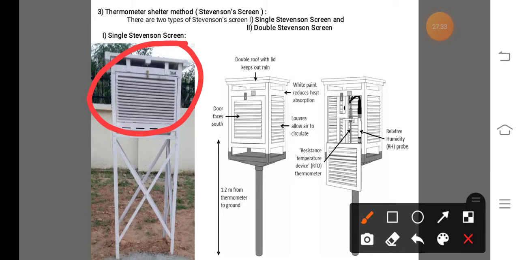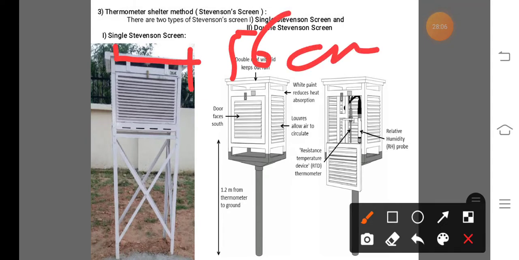That means the single Stevenson screen is used to protect the thermometer from radiation, rainfall, etc. This single Stevenson screen also provides the essential, appropriate conditions to the different thermometers present in it. In the case of a single Stevenson screen, the length of the screen is 56 centimeter.